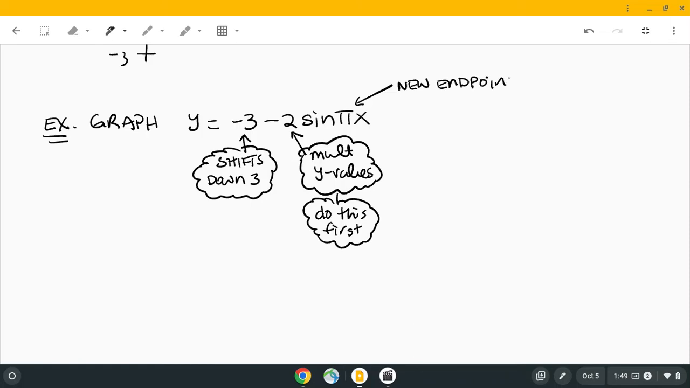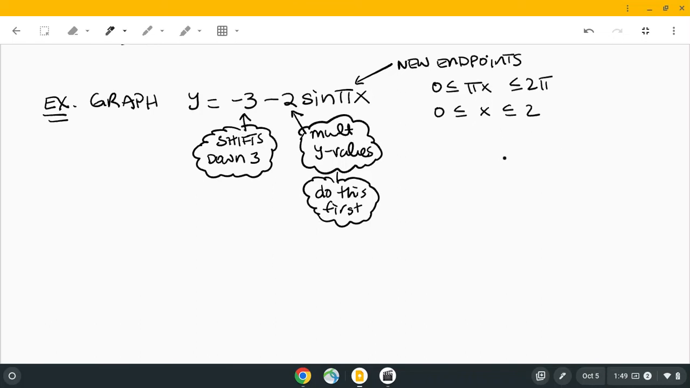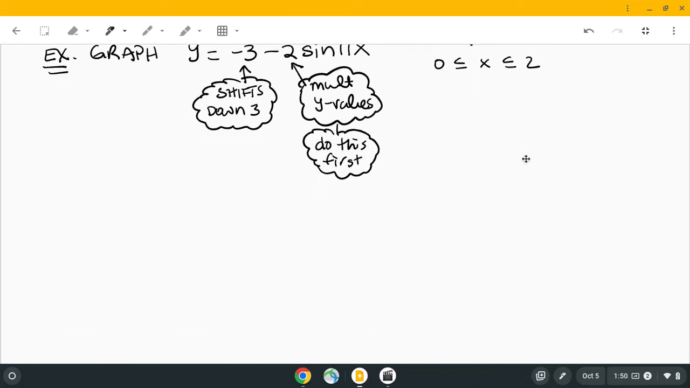So let's solve for the new endpoints. So normally we get 1 cycle from 0 to 2 pi, but because we're messing with the angle, we have to solve for x and find our new endpoint. So divide everything by pi, and we get 0 to 2. So that's going to be the new backdrop for our sine graph. Okay, so let's go ahead and label our axes from 0 to 2 instead of 0 to 2 pi. And remember, 2 pi is just a number. It's 6.28, right? So instead of getting a graph from 0 to 6.28, we actually get a sine graph from 0 to 2.